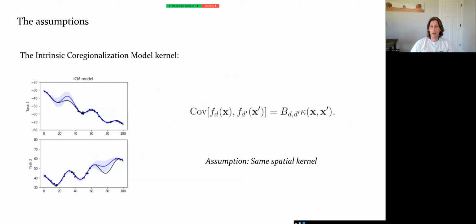The underlying assumptions depend on the kernel. The primary kernel used in multitask BayesOpt is the ICM kernel, the intrinsic co-regionalization model. This kernel separates the covariance into an intertask covariance matrix, B, that models the relationships between the tasks, and a spatial covariance function, kappa, that is the usual Gaussian process model of covariance across the parameter space. A key assumption made here is that the tasks have the same spatial kernel. For instance, if using an ARD spatial kernel, we assume that the length scales for each parameter are the same for each task.